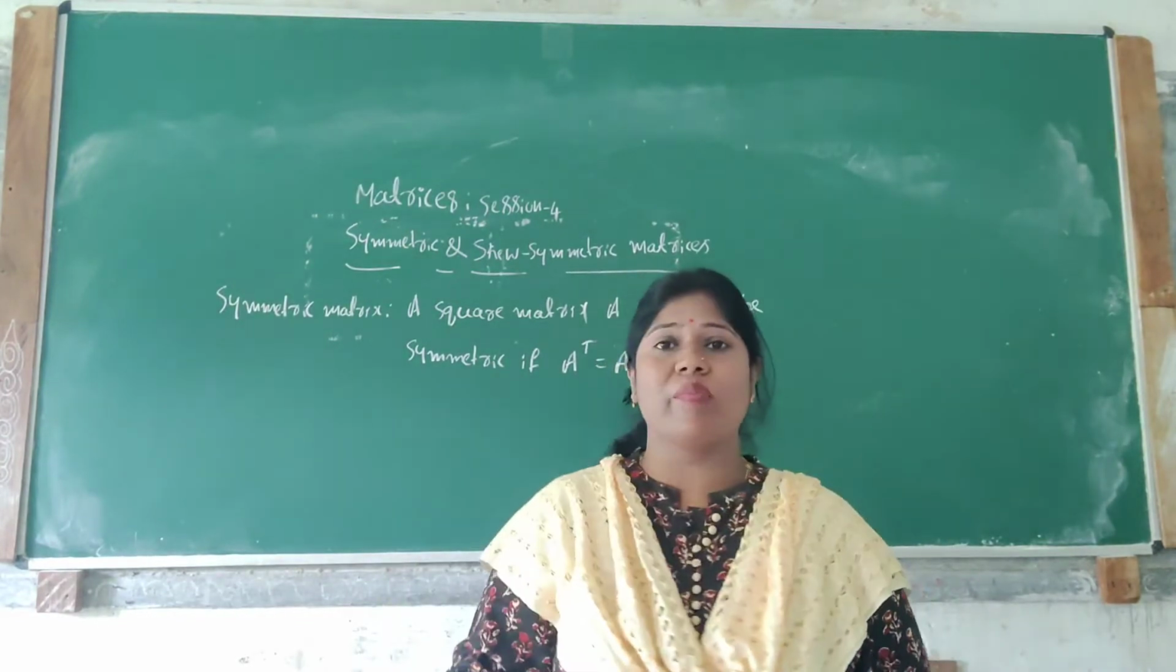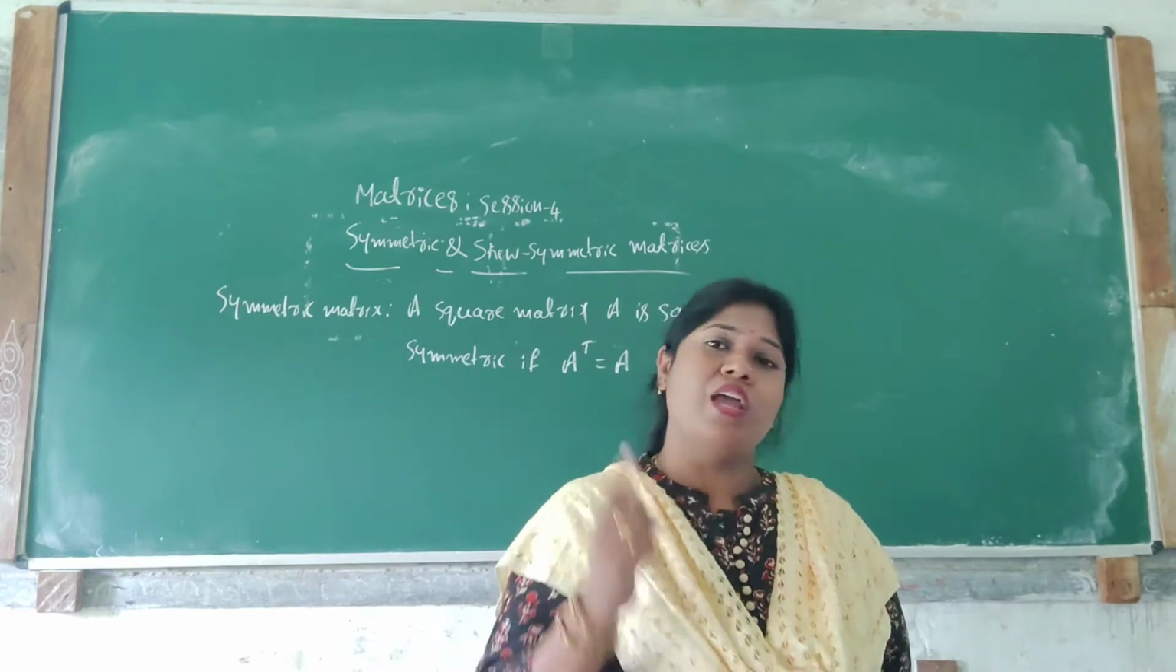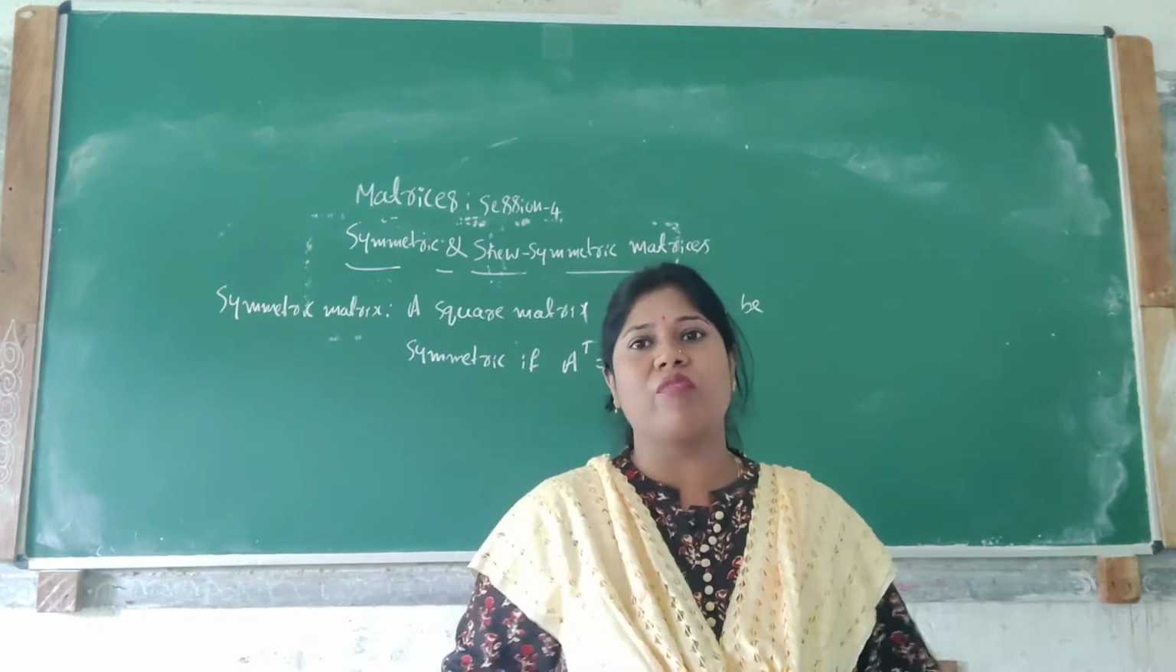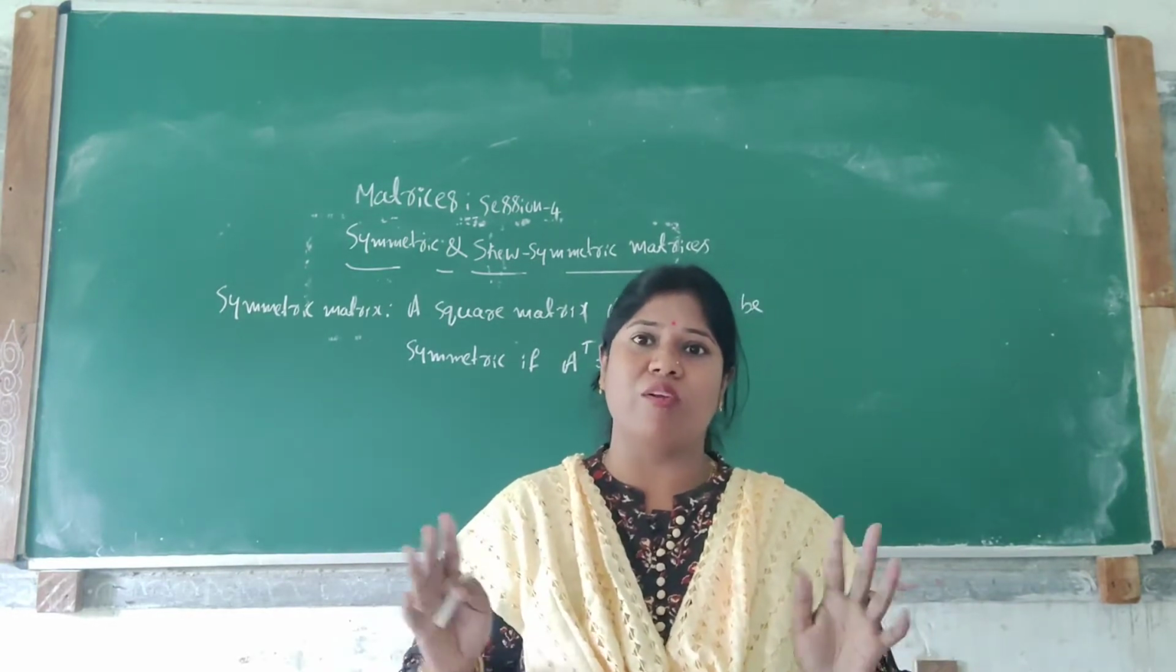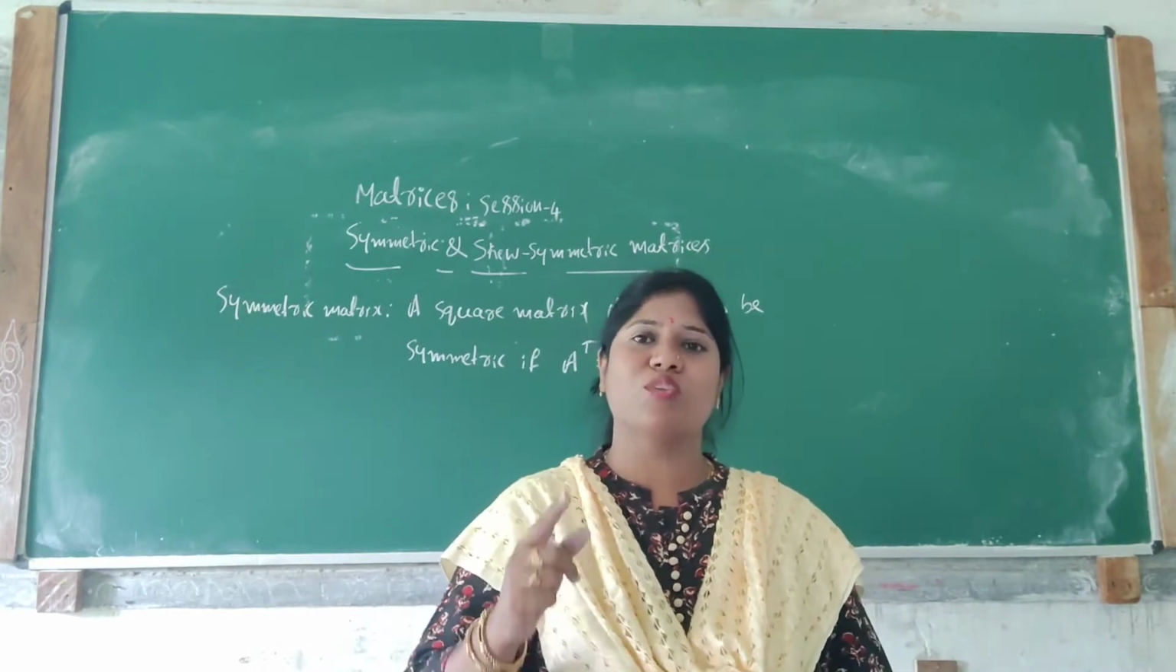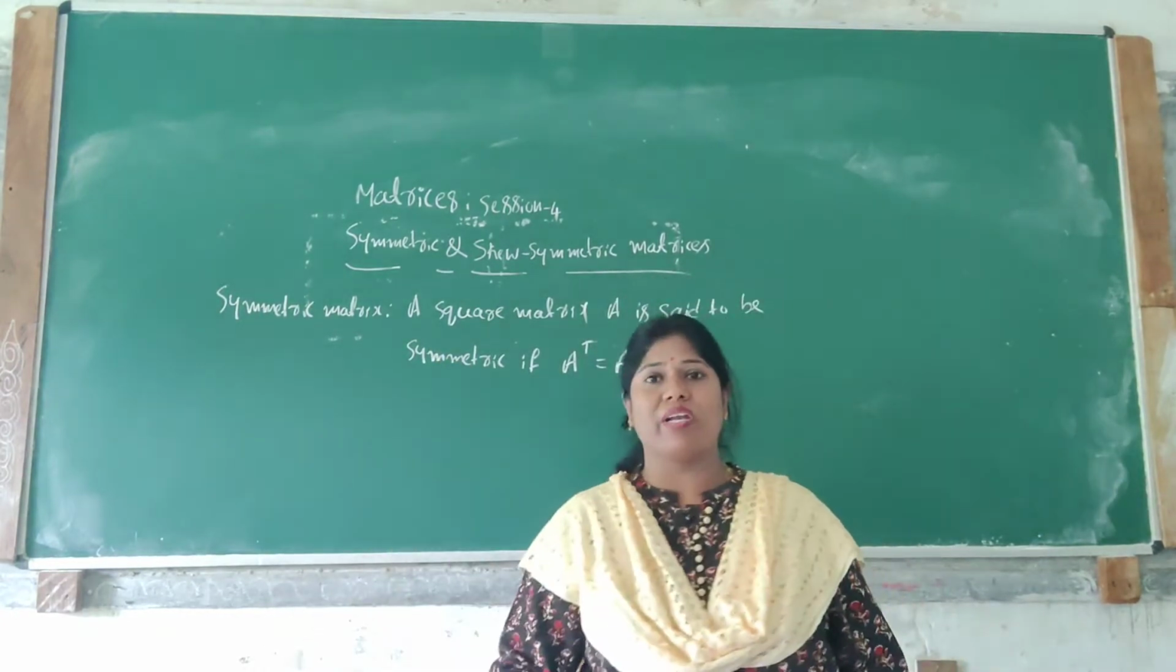It is a square matrix. Of course, it is a square matrix. What is a square matrix? The number of rows is equal to the number of columns. Then only it is called a square matrix.